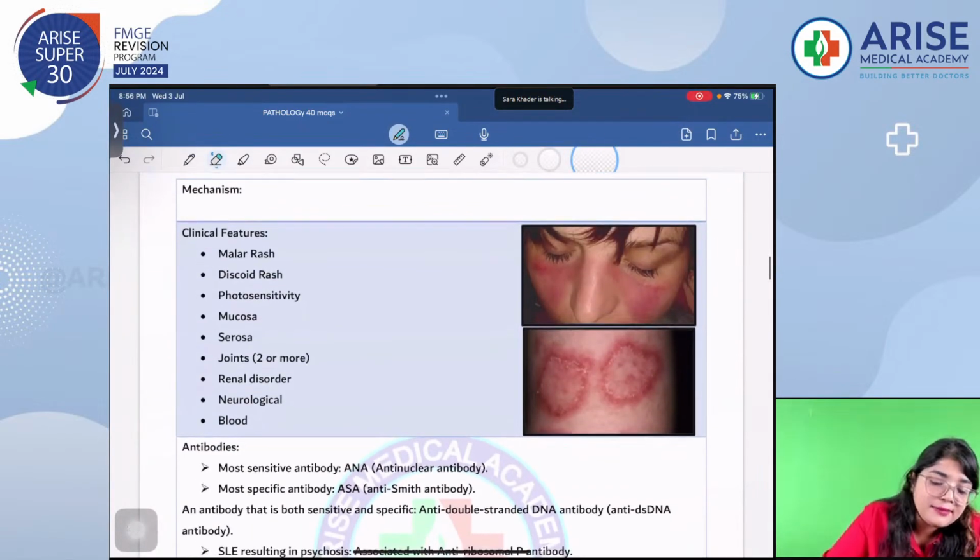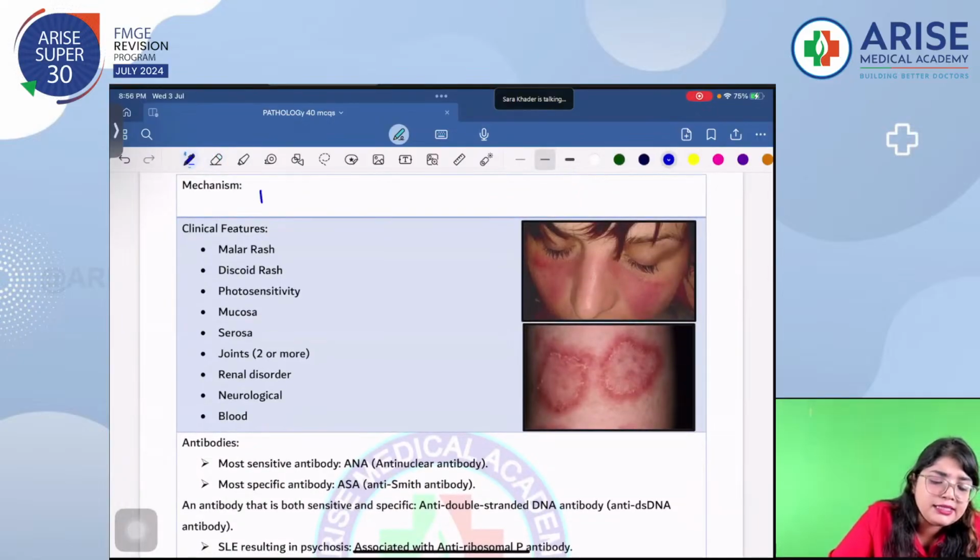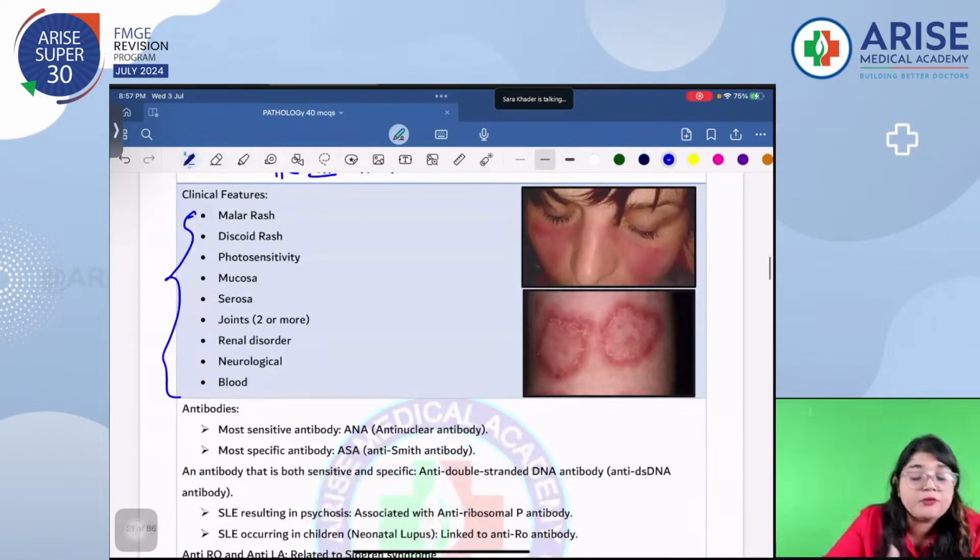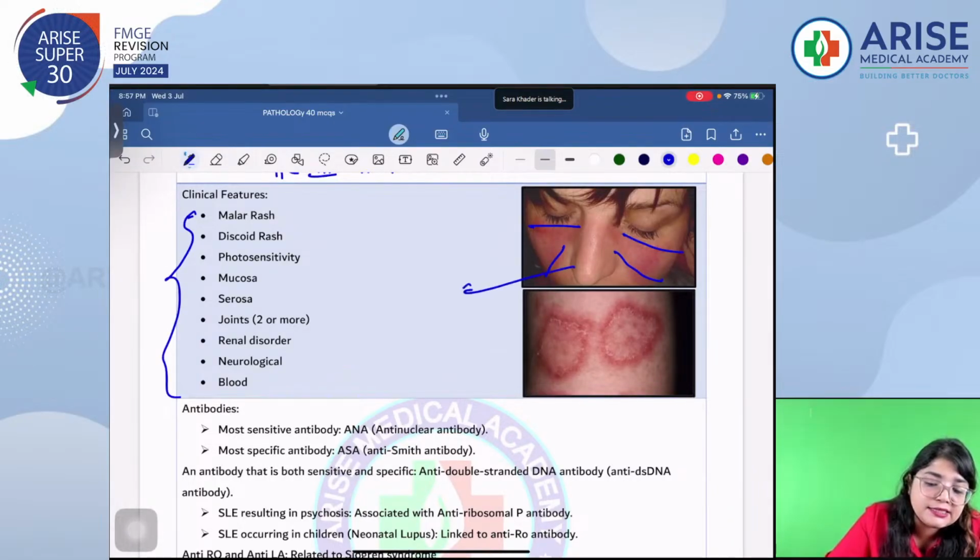Now, what is the mechanism? You know, your SLE has type 3 hypersensitivity. And you see, these are the clinical features because of the immune complex deposition. This is the most famous malar rash, which spares, remember, the nasolabial folds.